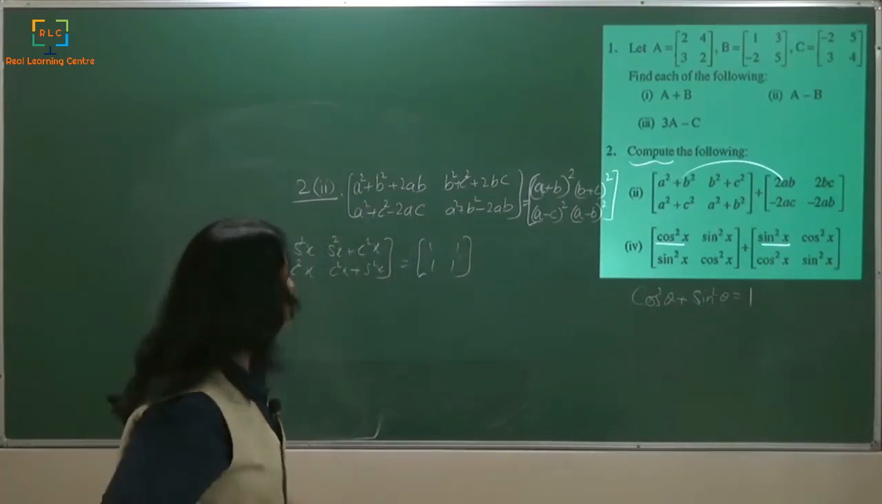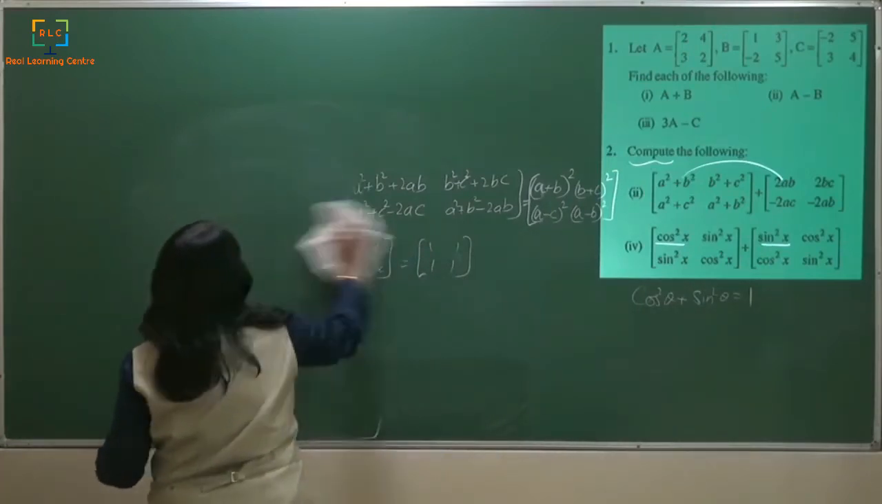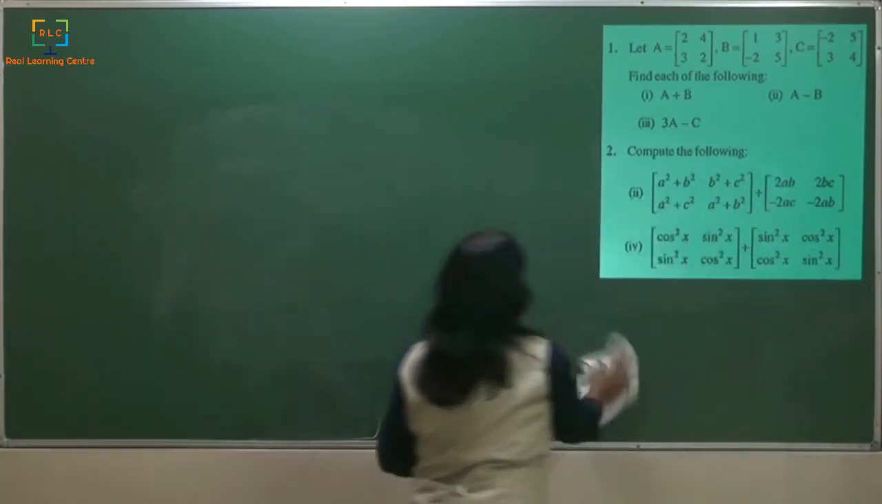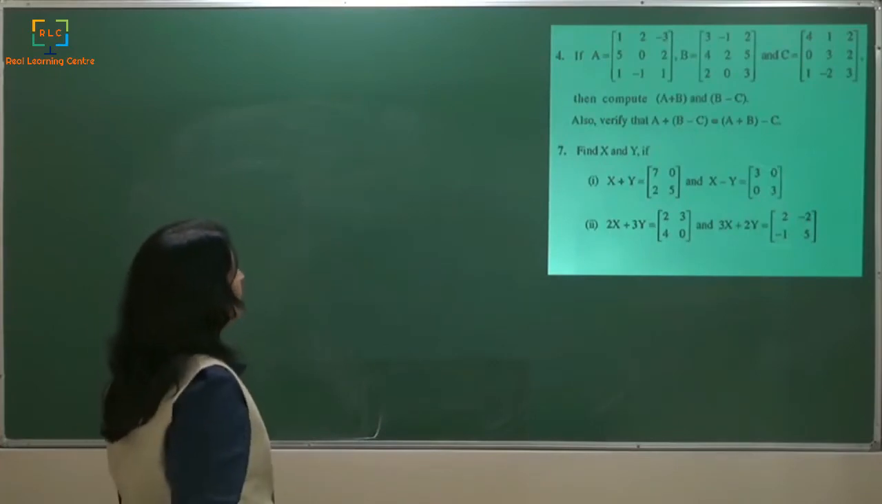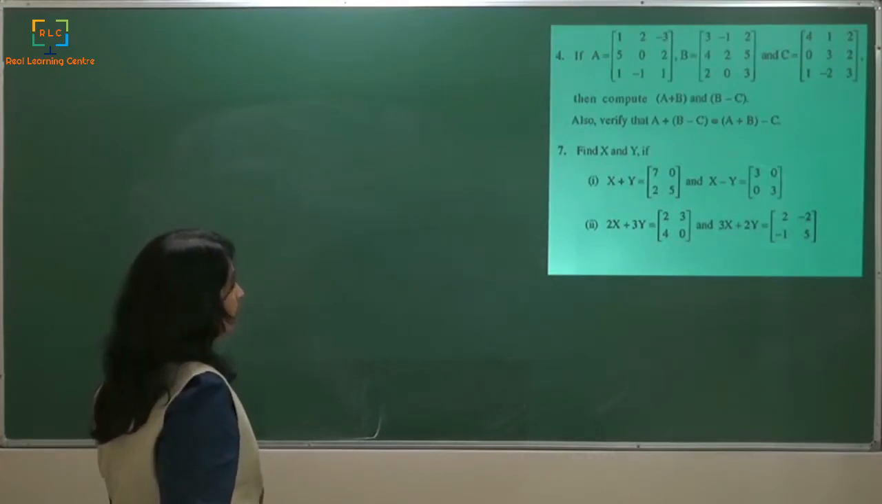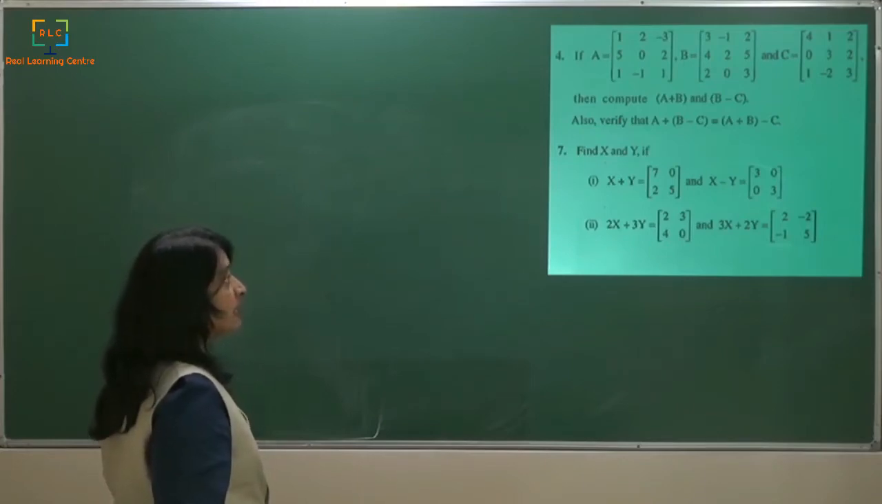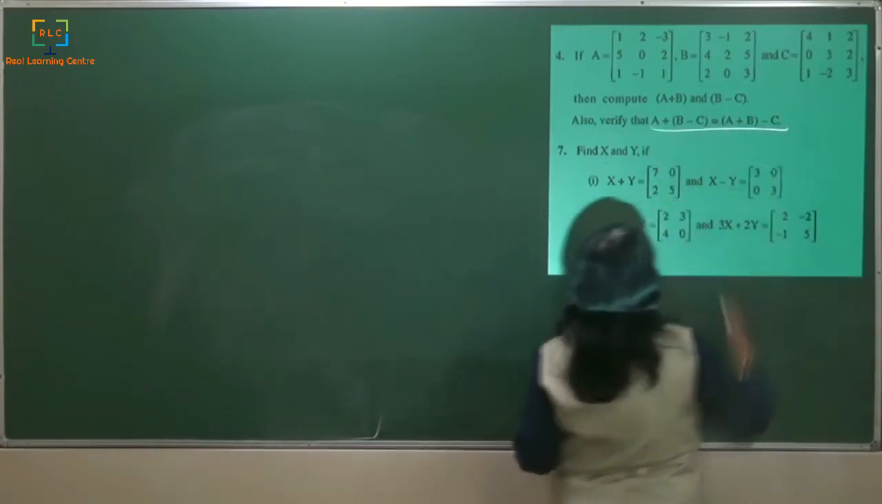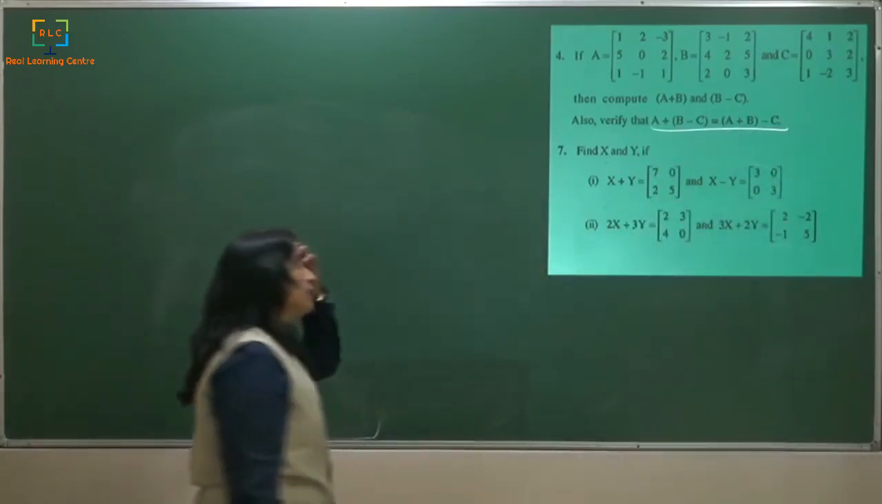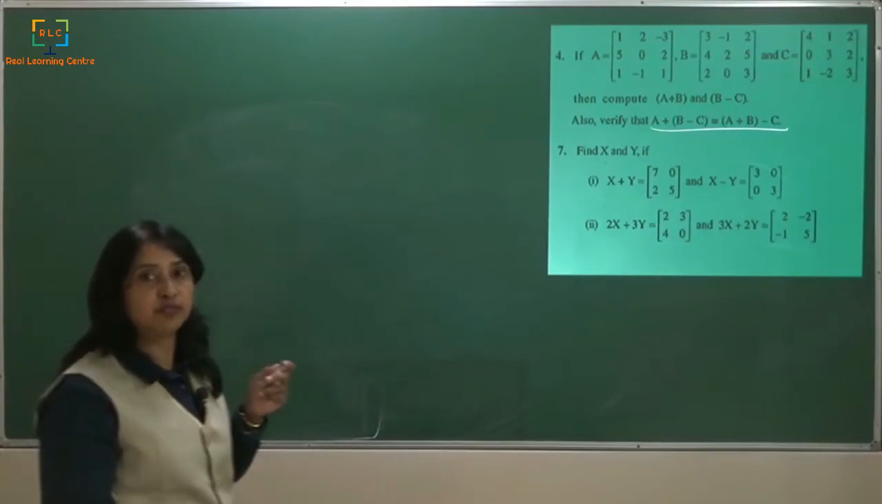Now let us shift to the next kind of problems. We have the next problems like this. A, B, C are given and you have to compute A plus B, B minus C, and then verify. Look here, children, this is the verification kind of problem that I told you, which will occur for 5 marks in the PU board examination.